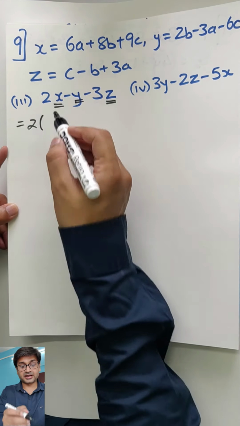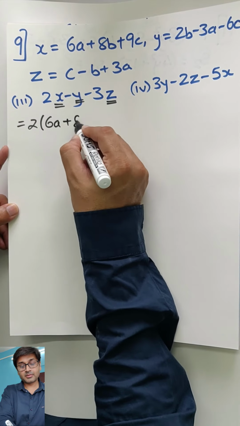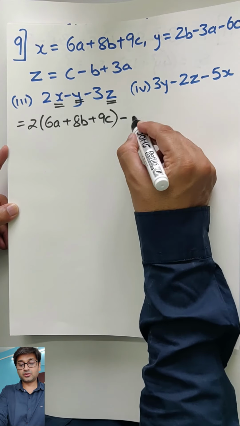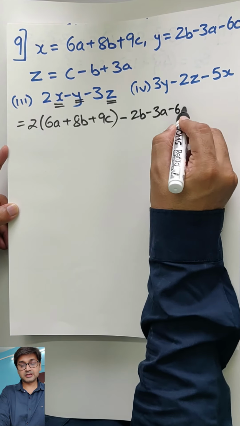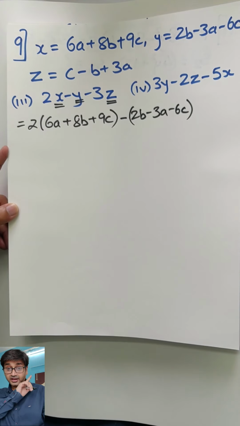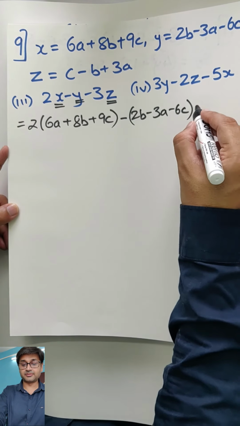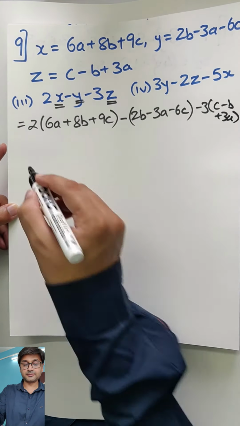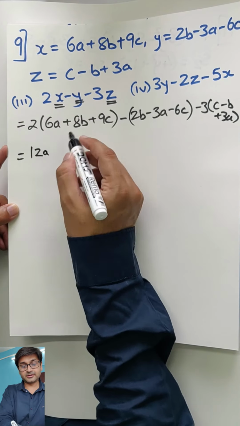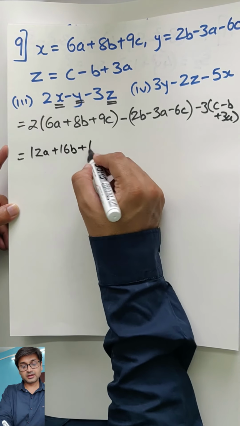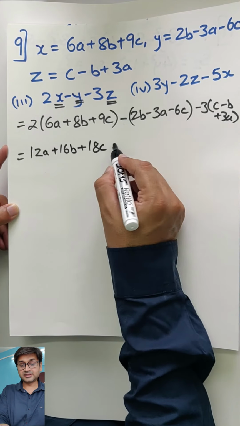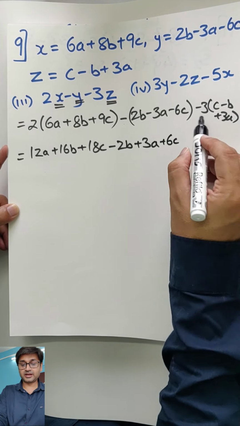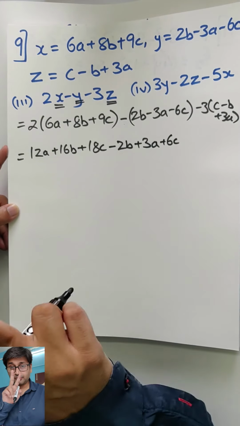So 2 times, so put a bracket, okay. For x, 6a, 8b, 9c in brackets and close, minus y, so y is 2b, 3a, 6c in brackets. Brackets very important. Without brackets you will mess up everything. Minus 3z, so z is c minus b plus 3a. So let's open. 6 2s are 12a, 16b, 18c, multiply. Here minus sign for all of them, so minus 2b, minus minus plus, minus minus plus. Again minus and 3 both, so don't forget.